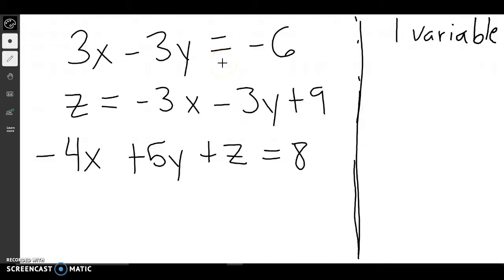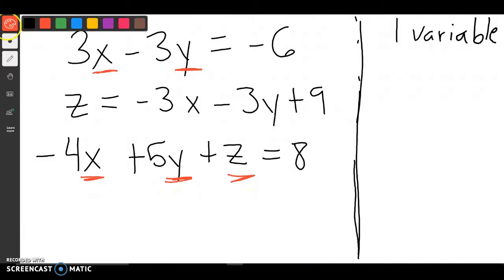Okay, so today we're going to deal with three variable substitution. As you can see in this, I don't just have an x and a y, but I also have this z term. So I have an x, a y, and a z.